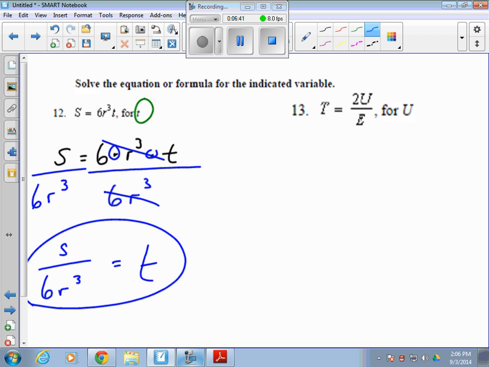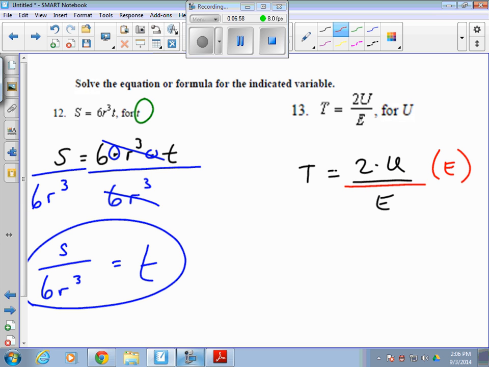Do the same thing for number 13. T equals 2u over e. Do it for u. So it says 2 times u divided by e. Undo divide by e first. So it says t equals 2 times u divided by e. Undo the division of e by multiplying by e.